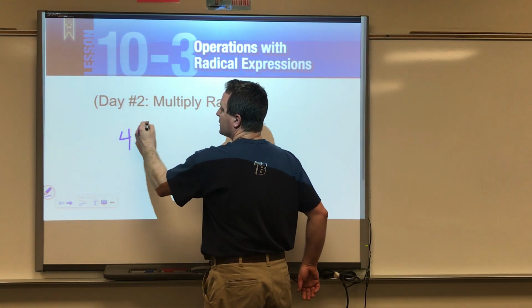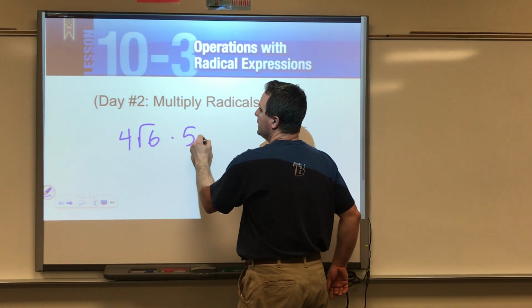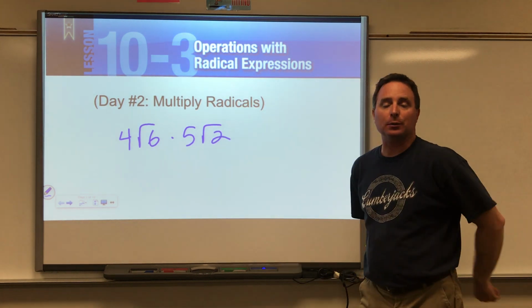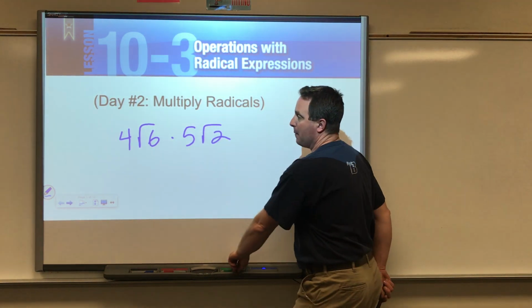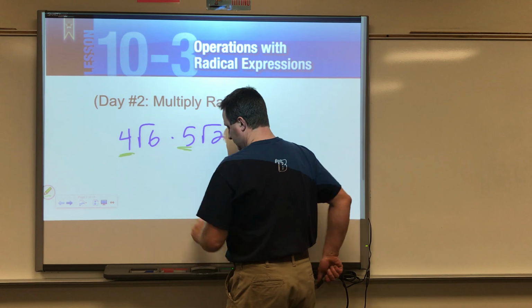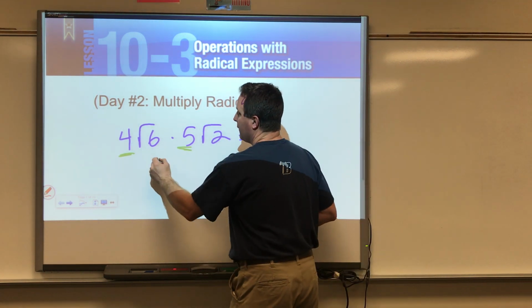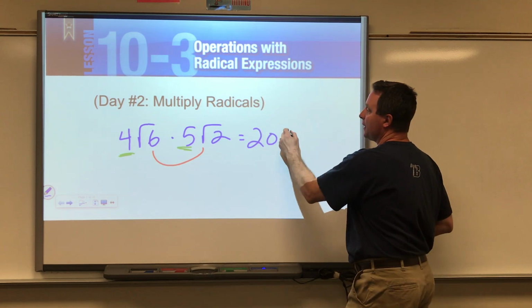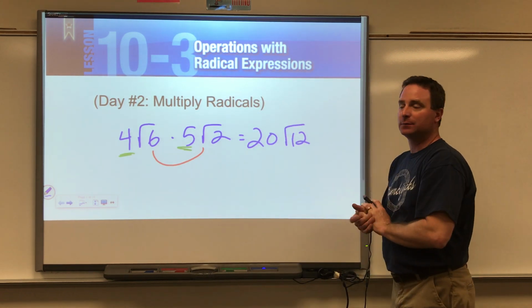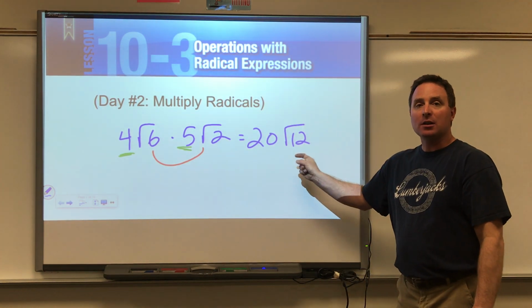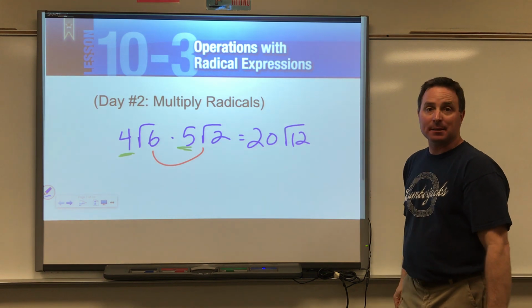How about 4 square roots of 6 times 5 square roots of 2? Okay, if I multiply the big pieces together, 4 times 5 is 20. If I multiply the radical pieces together, I get the square root of 12. Now this time though, the square root of 12 can be simplified.